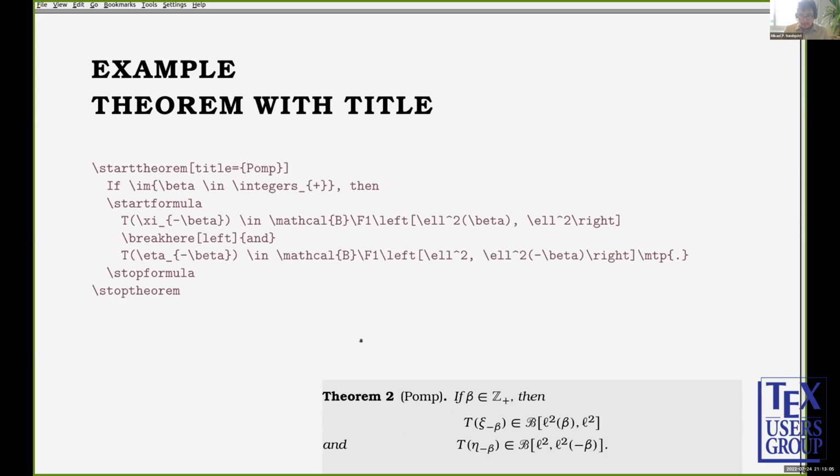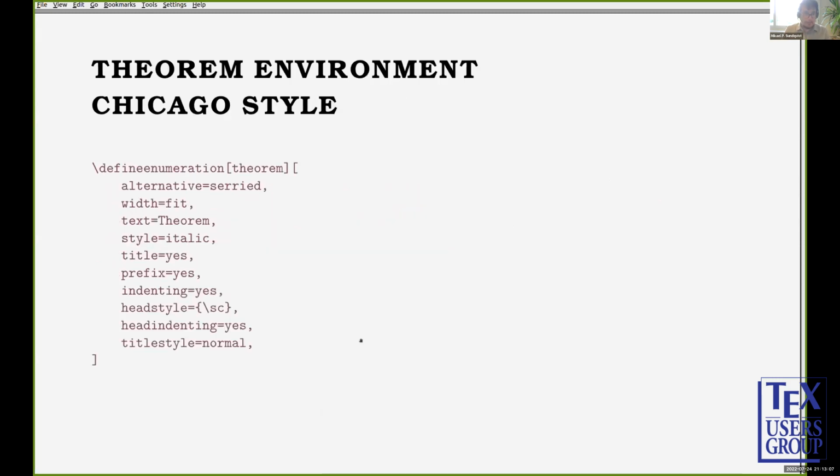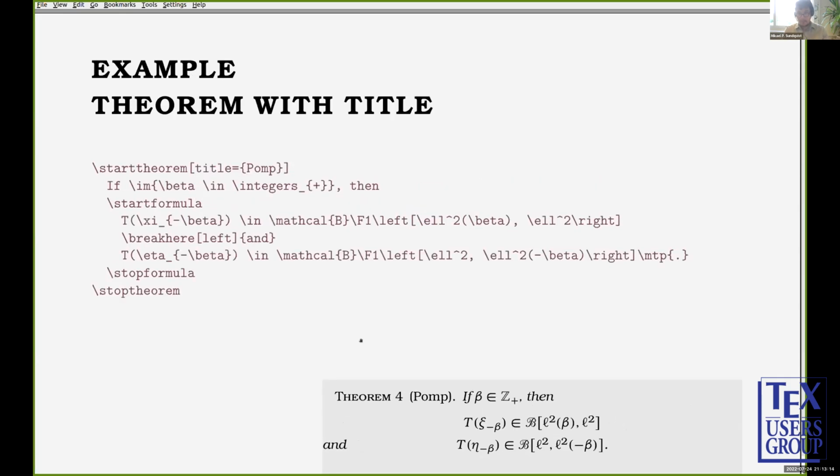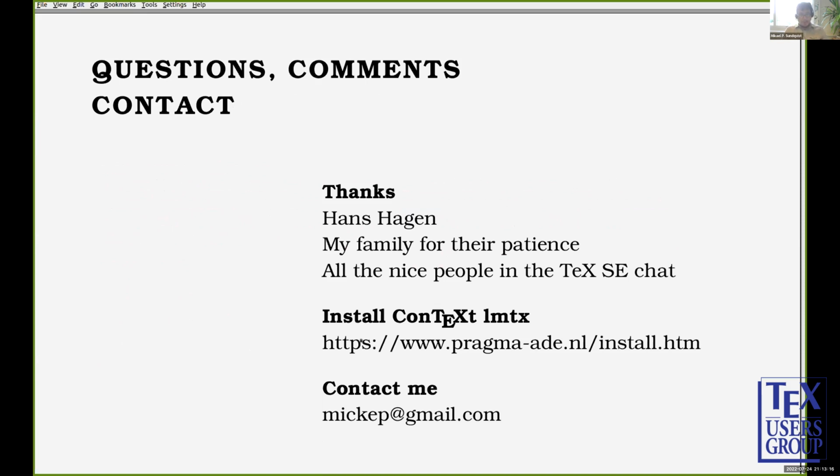We can have titles as well. We can do a different setup if we want to have the Chicago style. We just add different keys to this enumeration, and with the same theorem we get something like that. Okay, so that was perhaps a bit too much material.